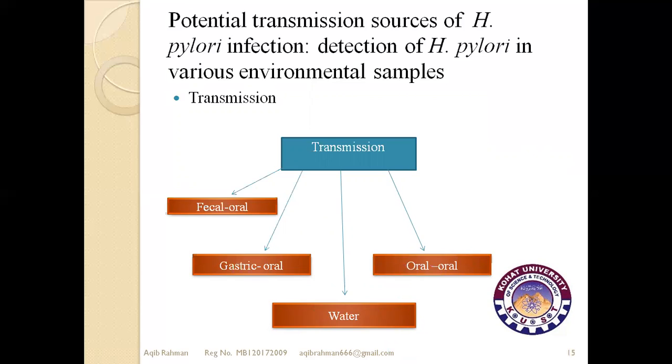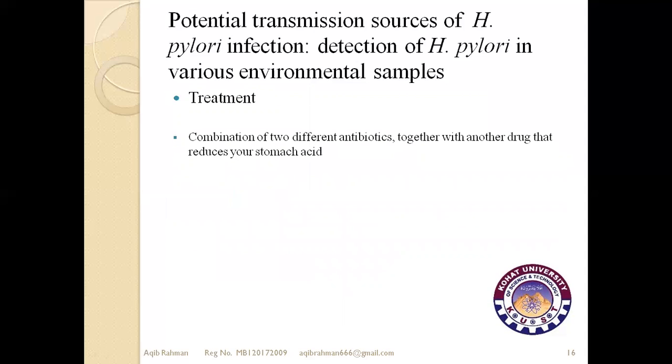Oral to oral transmission may occur, and zoonotic transmission also occurs in the transmission of H. pylori from person or other sources. Now, how do we treat the H. pylori infection? Combination of two different antibiotics together with another drug that reduces your stomach acid.